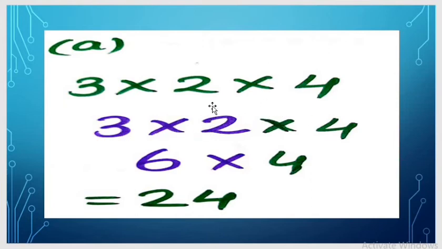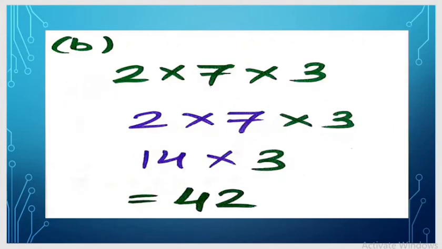So first of all we multiply the first two digits. 3 2s are 6 and 4 as it is. Whenever we multiply only the first two digits, then the remaining digit we write as it is. No need to change it. 3 2s are 6, then multiply by 4 as it is. 6 4s are 24. Got my point, all students? I hope you all understood.